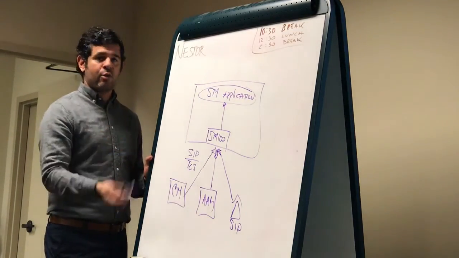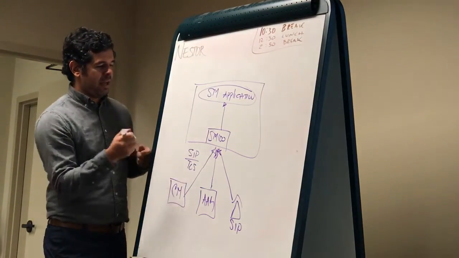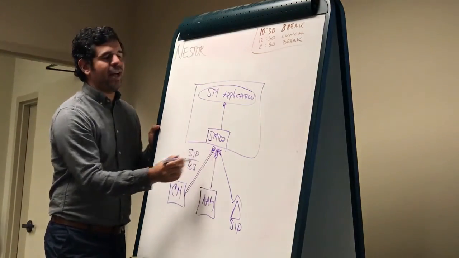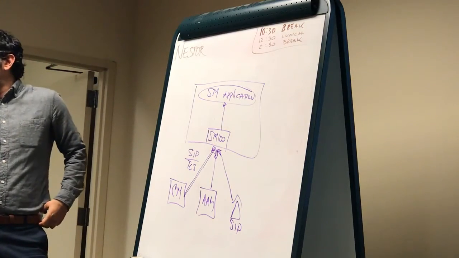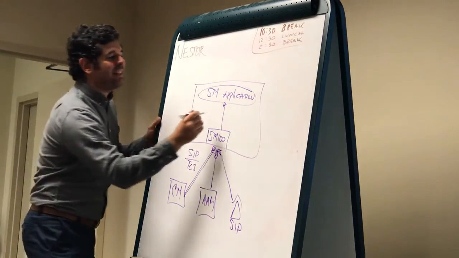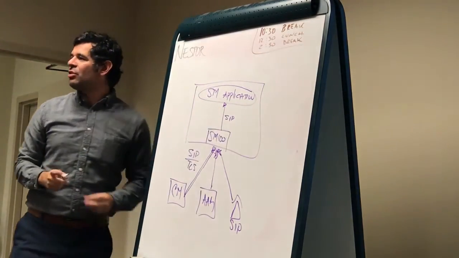Now, if you encrypt those SIP messages, which means that you're using SIP over TLS, that goes to the SM100, and the SM100 decrypts the message using a public key, and it sends the SIP message with no encryption to the application.